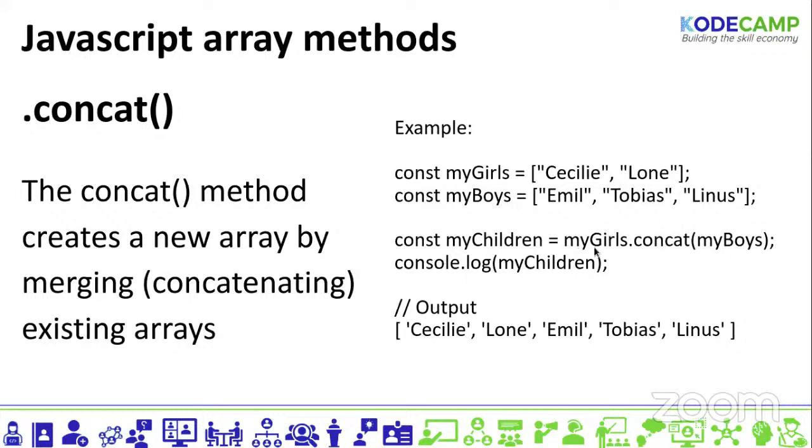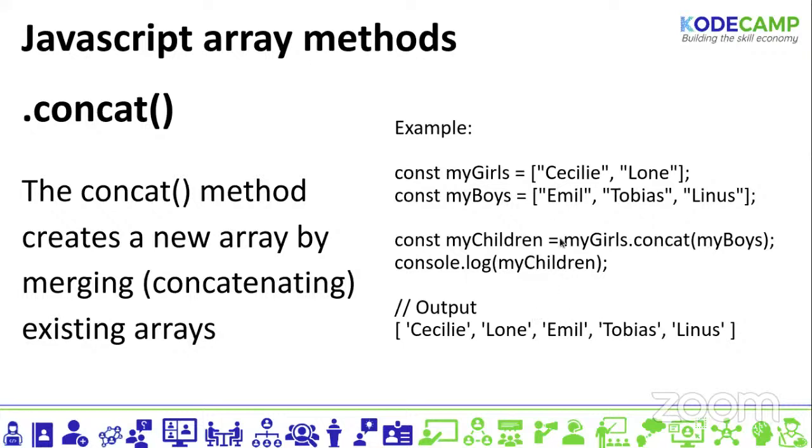One thing worth noting is that concat creates a new array, or it returns a new array. So we save that array as my children. If I print out my girls as a variable, it will print out this array. If I console.log my boys, it would still print out these values. But if I print out my children, it will print out the concatenated version, the merged version of those two arrays.